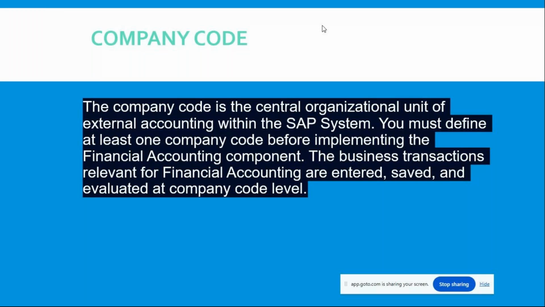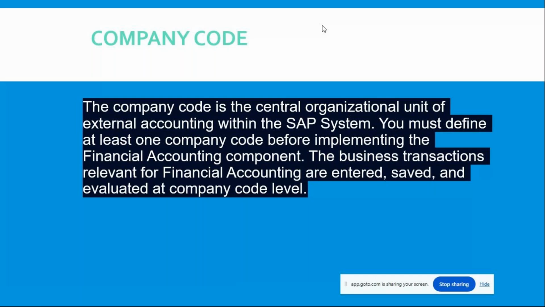Just like the Titan company: Titan watches are there, Titan Specs also, Titan Gold also. So the company is selling different types of items. A Titan shop is not only a watch shop. It may be a Titan Gold shop, it may be a Titan Specs shop. So in that case, these are called our company codes. It is the centralized organizational unit of external accounting within the SAP system. You must define at least one company code before implementing the financial accounting components.